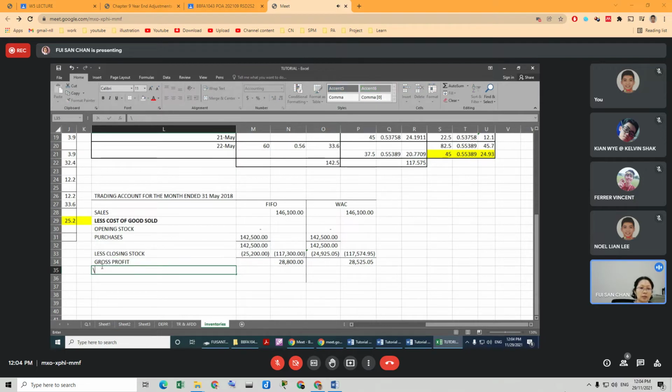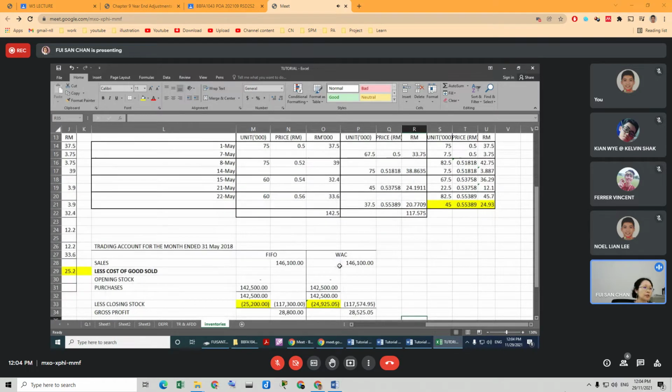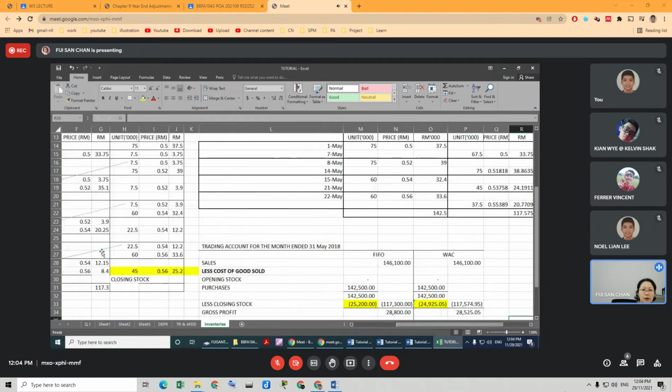Now tell me, which method will give you a higher profit? Oh, it's FIFO. Yes, first in, first out. See, this is your closing stock. When you use a different method, your closing stock is different. When you calculate first in, first out and weighted average, at the end your closing stock value is not going to be the same. Your number of units is the same, like 45 liters for 45 liters. In terms of units, a liter is the same, right? But your price is different.